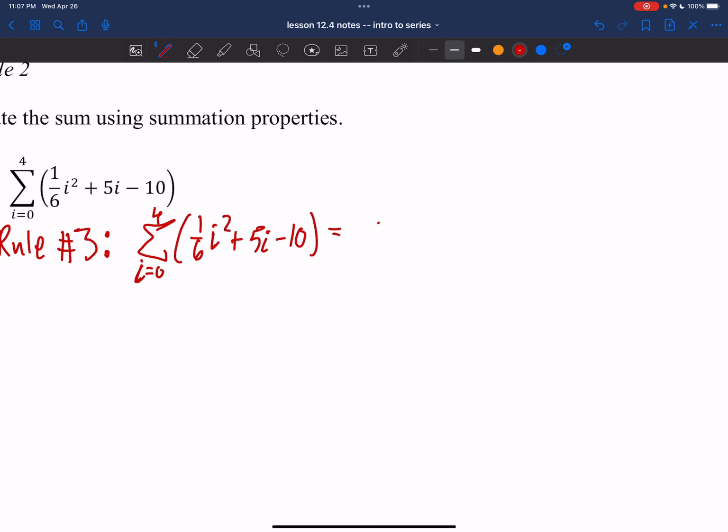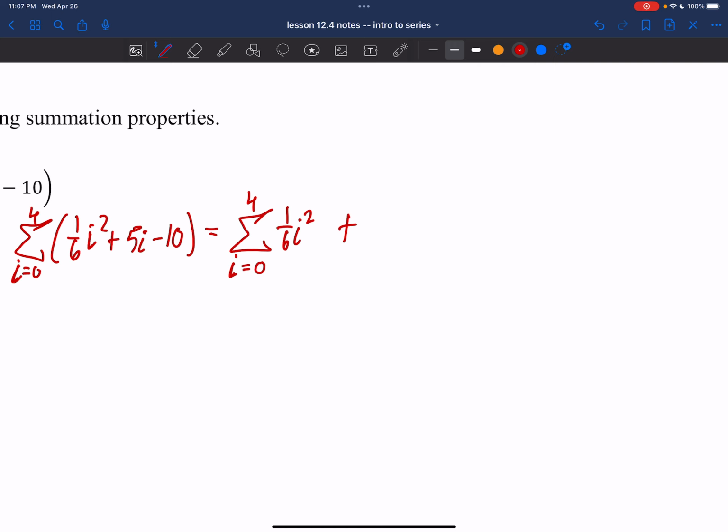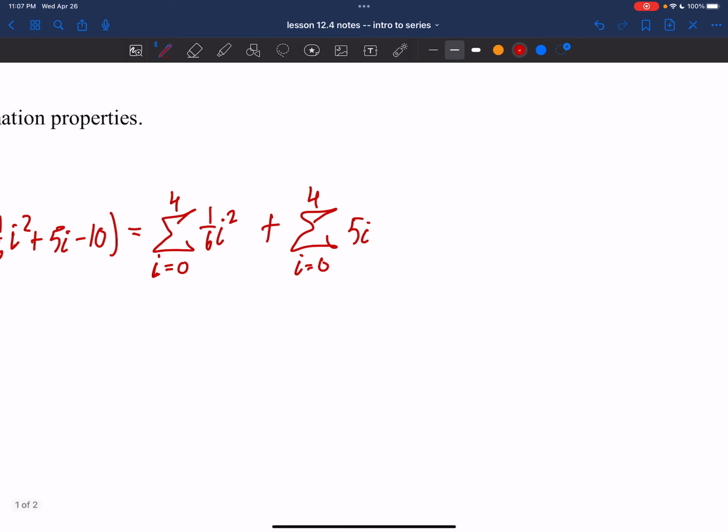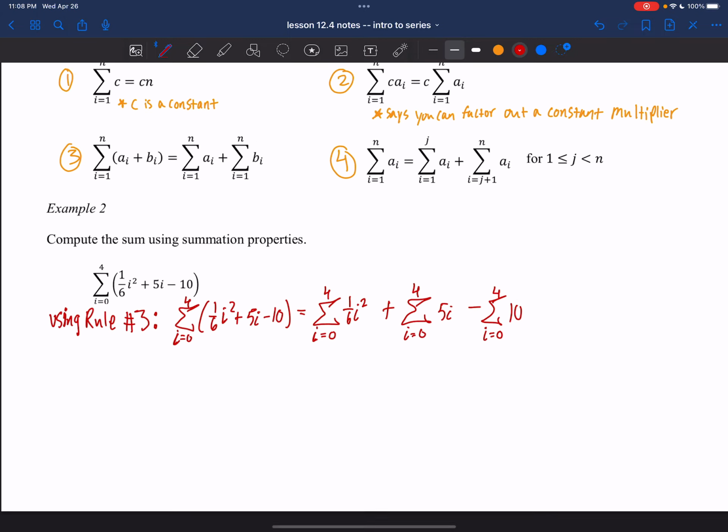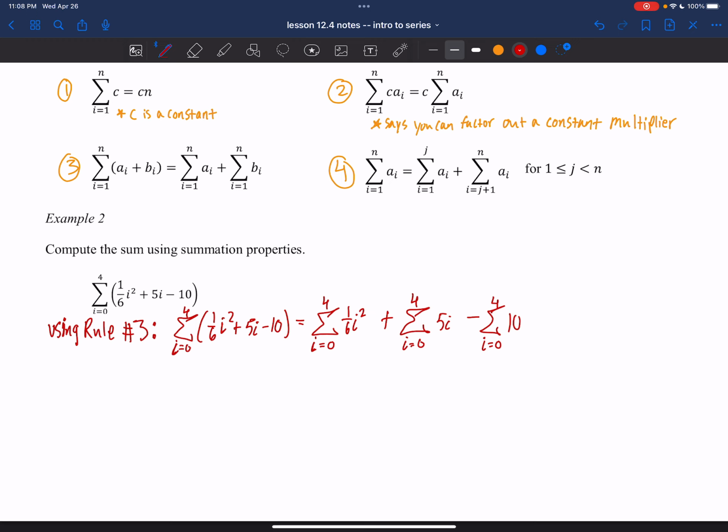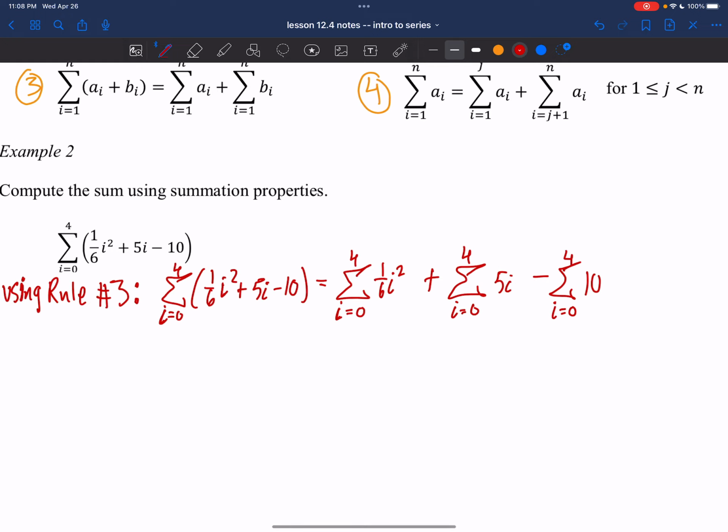So I'm going to split this up into 3 separate series. Sum from I equals 0 to 4 of the first term, 1/6 I squared, plus, and this is where it becomes exhausting because you have to write the sigma symbol every single time for every separate series, 5I. And then minus, and you might say, well, is it different for minus? Well, no, because it's plus negative, right? Same thing. Sum of 10. So this is I equals 0 to 4, like so. So that's using rule 3. I've split this up into 3 different series.